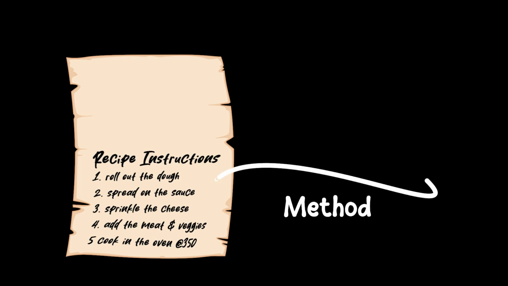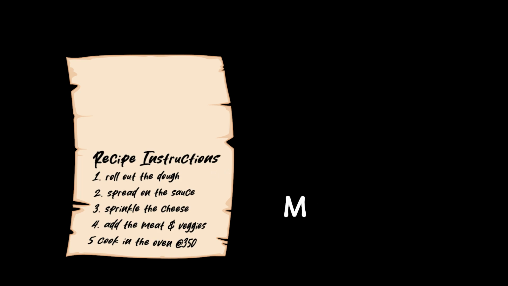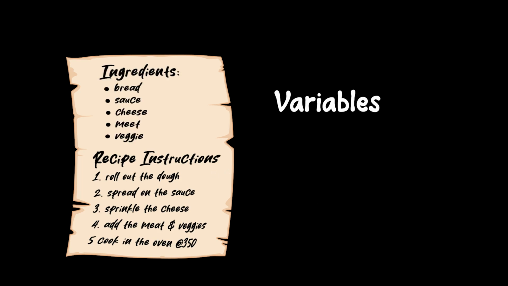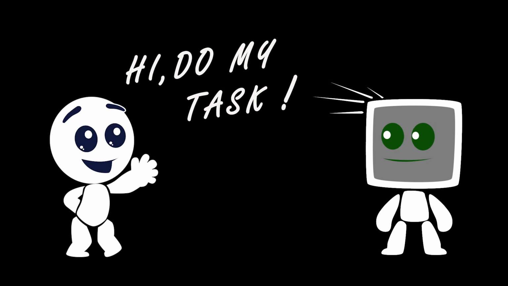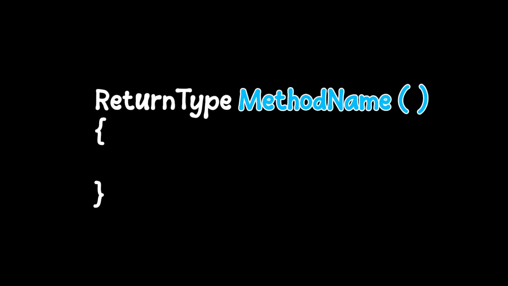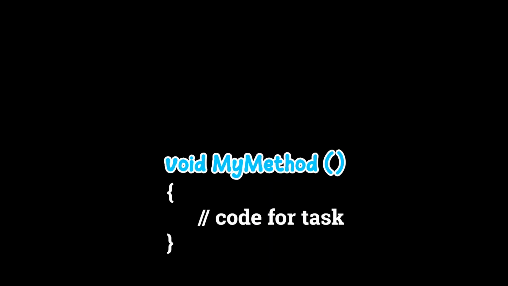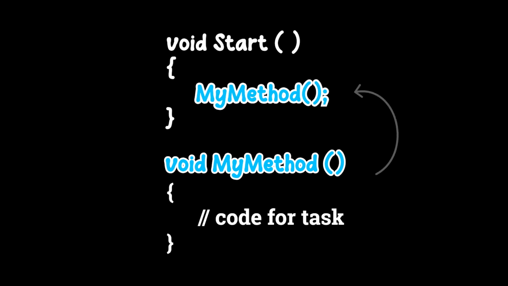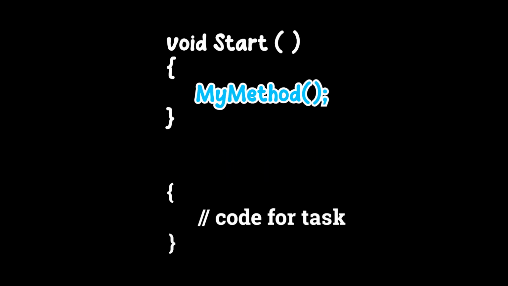Oftentimes, people might say a method is like the recipe, instructions to make something, then the variables would be the ingredients for the recipe. I like to think of them as a servant that, when called, will do the assigned task. To create a method, we'll use this format and place your code for the task inside the curly braces. Then you can call the method inside the script and it will complete those tasks.